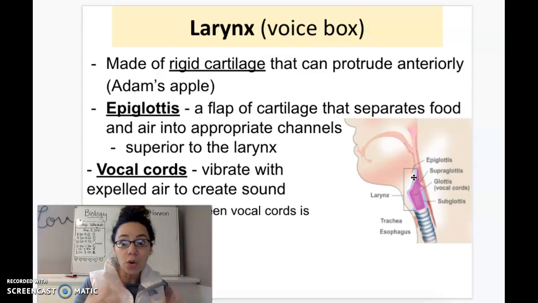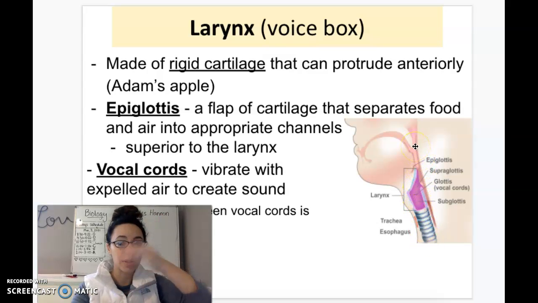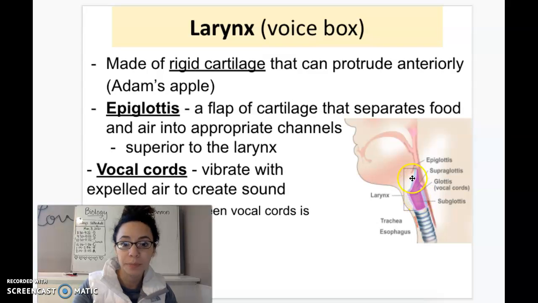When someone chokes, it's usually when someone is talking or coughing while they're swallowing, so that this epiglottis is open, letting air out at the same time as you're swallowing. So that's kind of when choking happens.